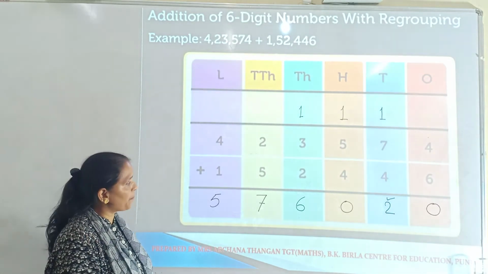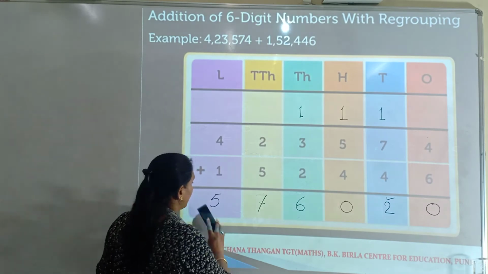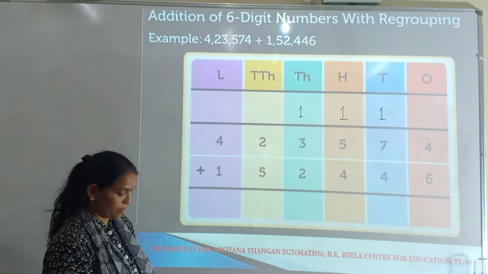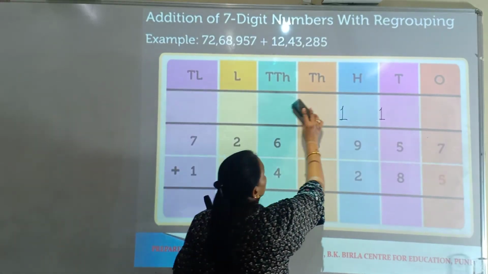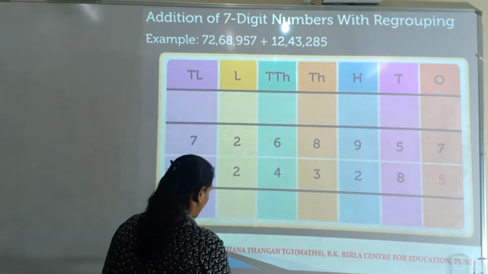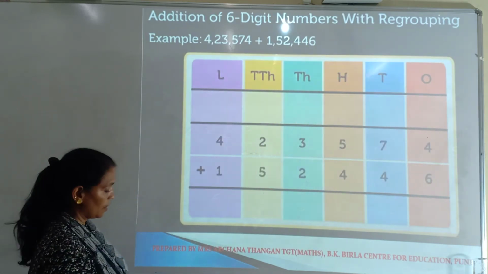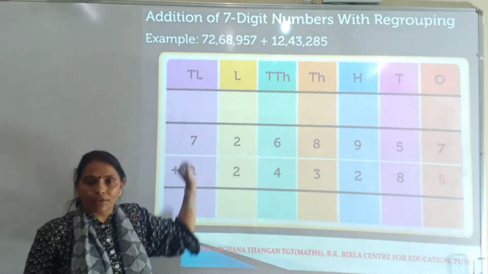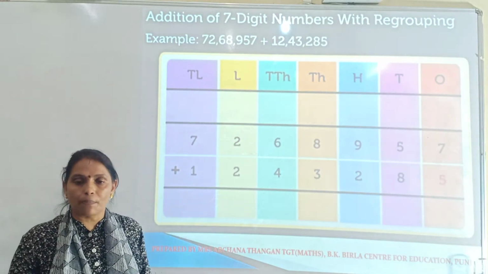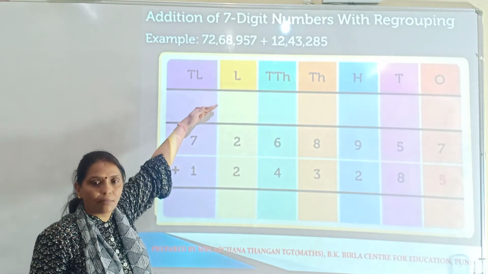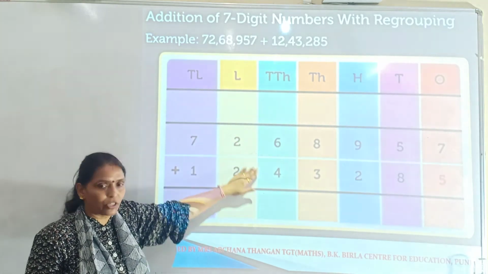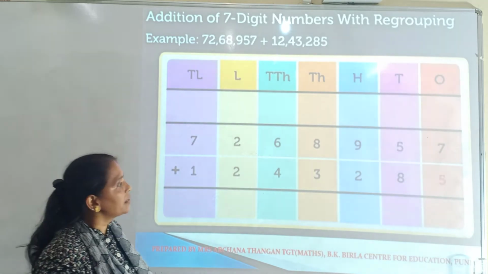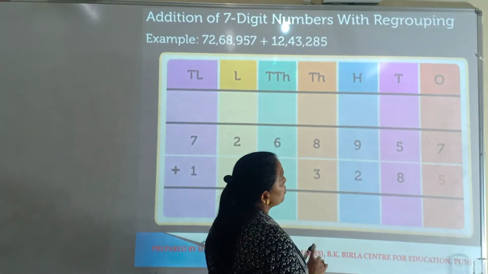Let's try some more examples. Okay, how many digits is this number? This is a 7-digit number. We have a 7-digit number. The same rule we have to apply. First, we have to write this number in a place value table or place value chart according to places. And then we have to add the digits according to places.